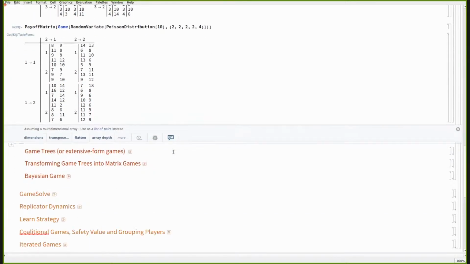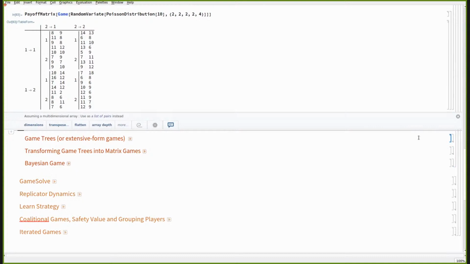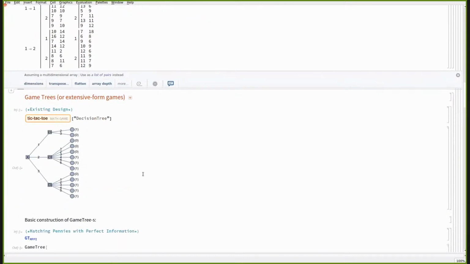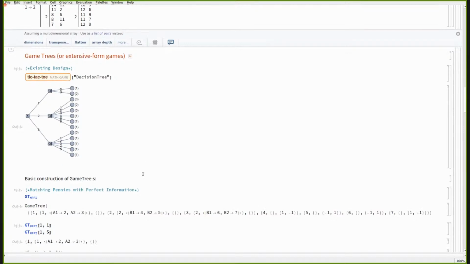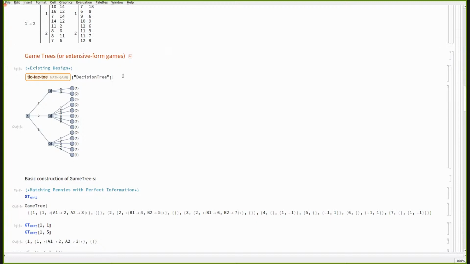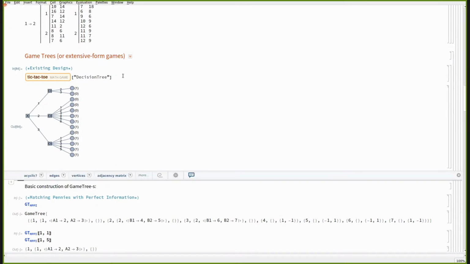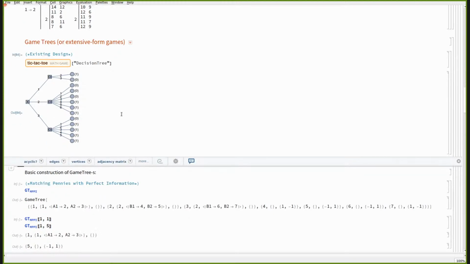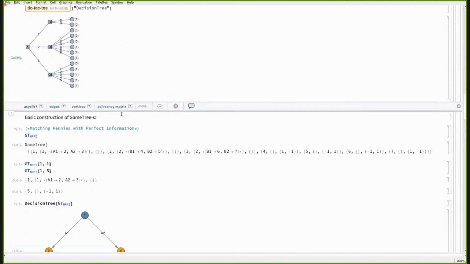Okay. Then another topic is game trees. And here is already something which exists in the Wolfram Language. So I get this math game decision tree from the knowledge base. I didn't even know we had that. That's a thing that I was looking for. Okay.